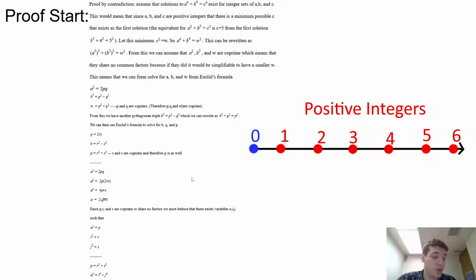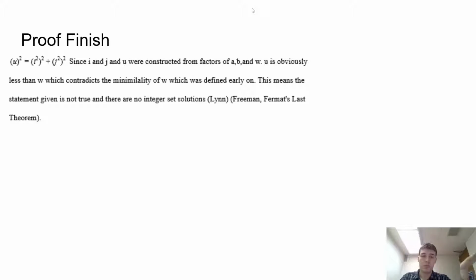So how is this contradiction in logic possible? It's possible because what we assumed was wrong. The one thing we assumed was that a to the 4 plus b to the 4 equals c to the 4 had a solution that existed for a positive integer set of a, b, and c. Therefore, there is no positive integer set a, b, and c for n equals 4 for Fermat's last theorem.